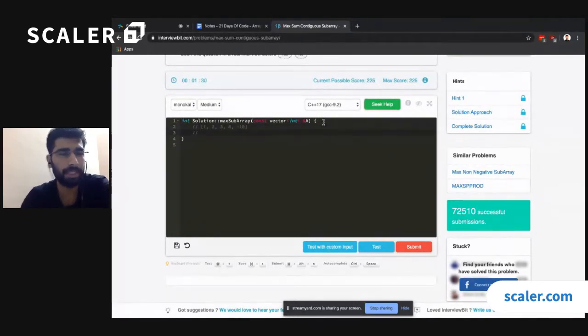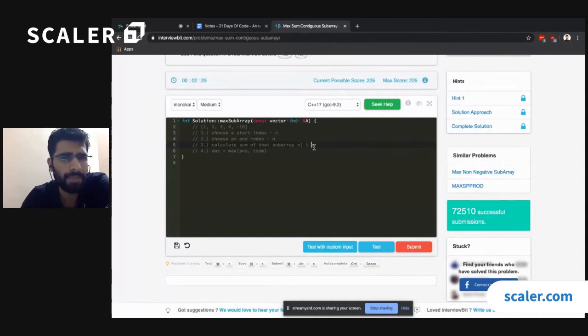One very brute force way that can come to my mind is that I can choose a start index. Basically, my algorithm can be: choose a start index, then choose an end index, then calculate the sum of that subarray, and have a global maximum, where answer equals max of answer, current sum. If we have to choose a start index, there can be n start indexes. Similarly, there can be n end indexes. Calculating the sum can take order of n, but we can actually calculate it on the go, so let us say we can do it in order of 1.